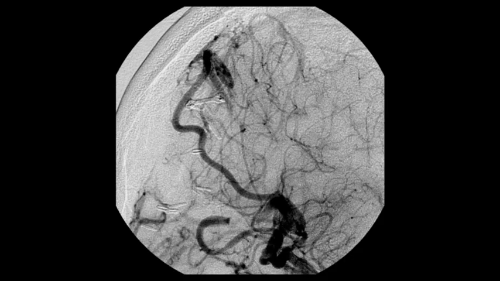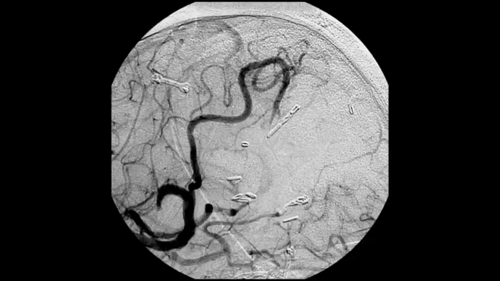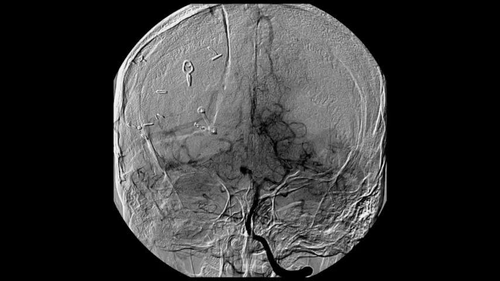Post-operative angiogram demonstrated obliteration of the AVM. The left PCA aneurysm on subsequent angiograms diminished in size, related to decreased flow through the aneurysm.